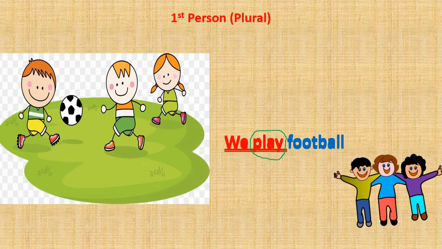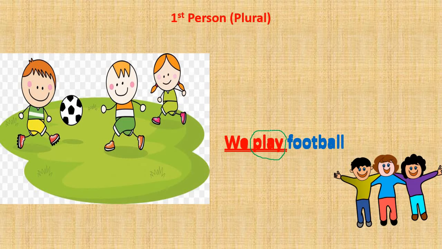Again, my dear students, write down this sentence as it is. We play football. You have to write down all the examples one by one, one after another, and underline we play and circle the action verb. Clear?